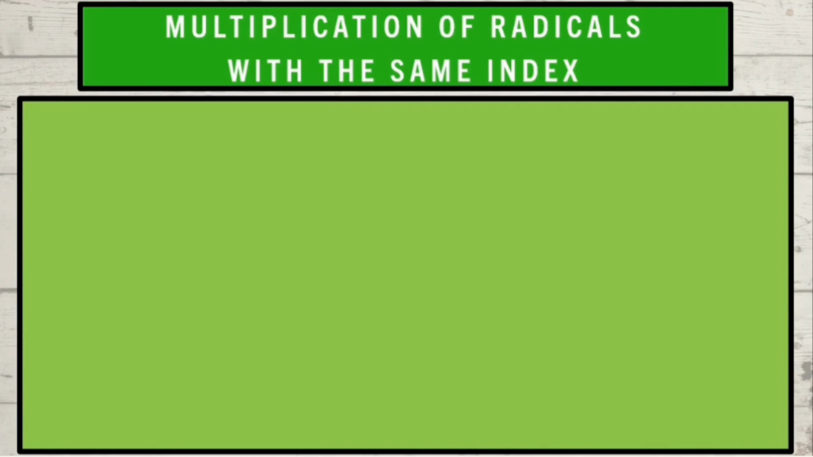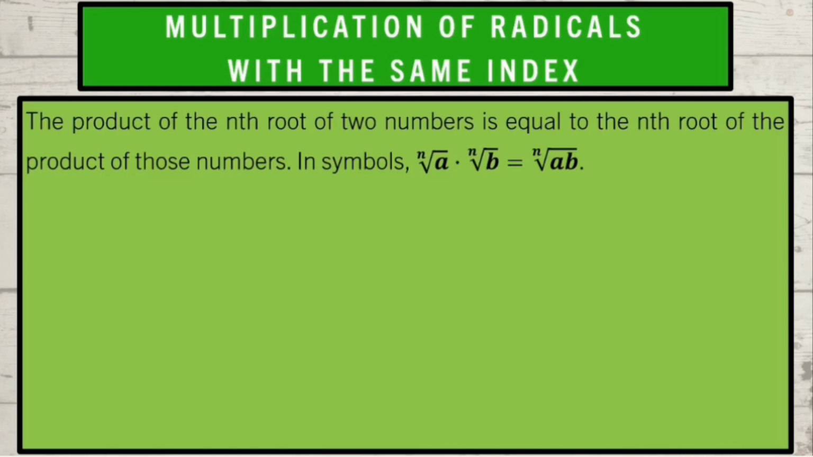To multiply radicals, apply the laws of radicals, which state that nth root of a multiplied by nth root of b is equal to nth root of ab. Let's have an example to further analyze it.